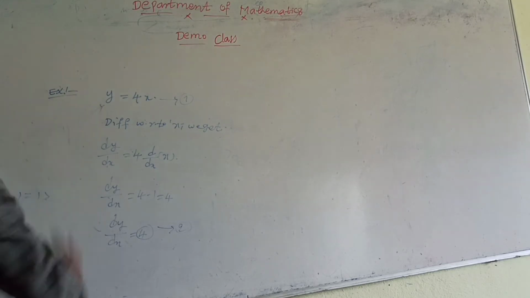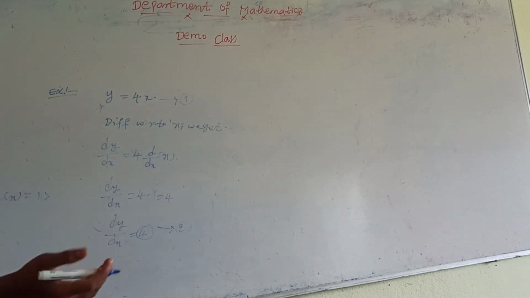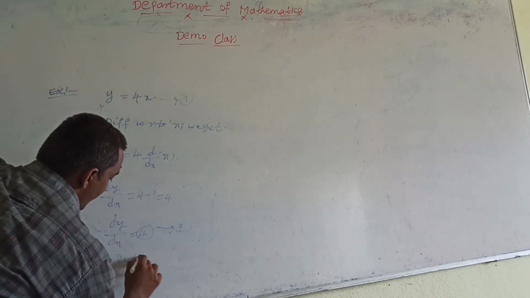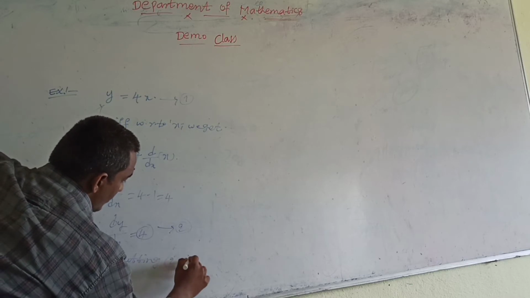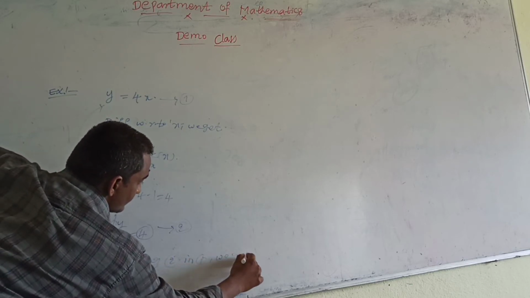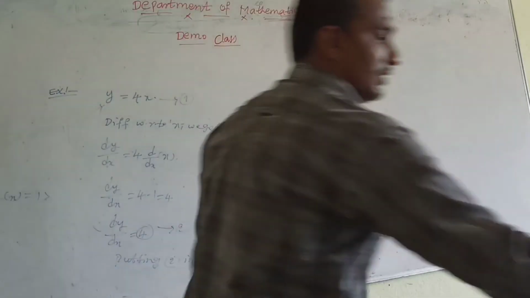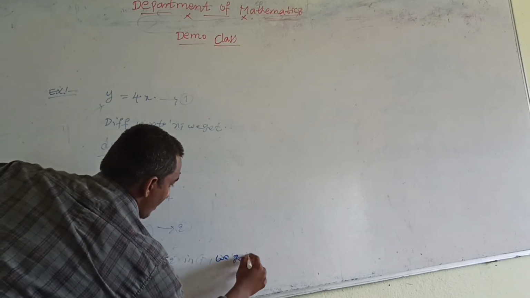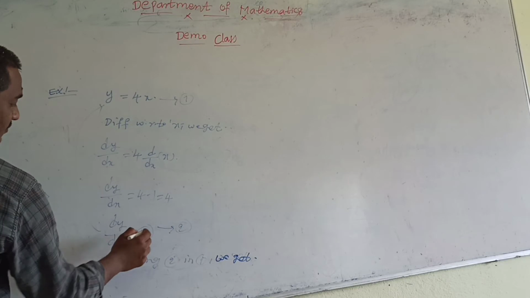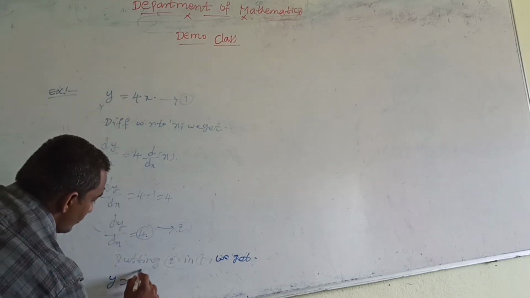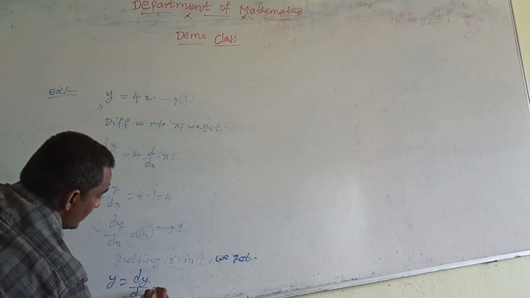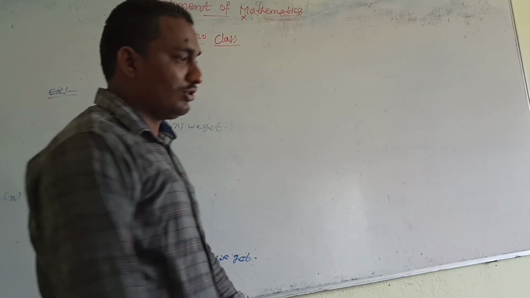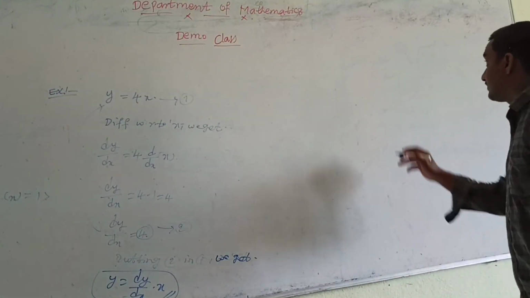Now putting 2 in 1, we will get the required differential equation by removing constants. In place of 4 we can substitute dy by dx. That means y is equal to dy by dx times x. That's all. It is the required differential equation by removing arbitrary constants. Next we are going to discuss linear differential equations.